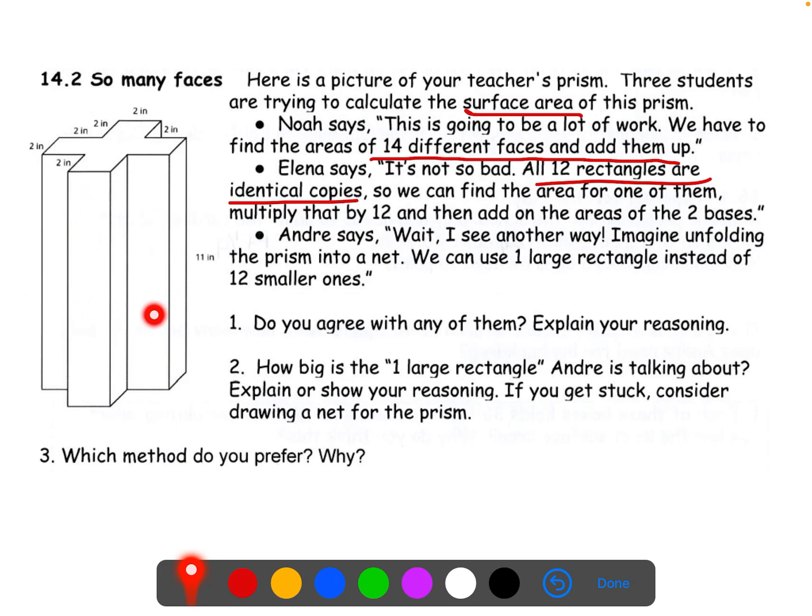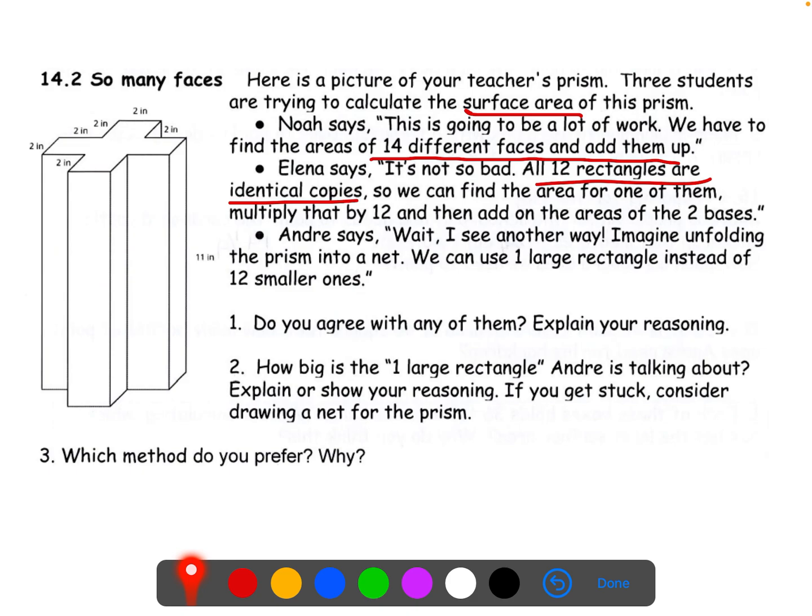But what Noah didn't realize, even though his method would be correct, is he would be finding the area of each of these rectangles, which would actually be the same area because all of them are 11 tall and 2 wide. So the length and the width of each of those rectangles would be 2 by 11 for each of these 12 surfaces. So when Elena said 12 are identical copies, she's talking about the 12 rectangles that surround the faces of the shape. Once we do 2 times 11 one time and find the area of that rectangle, then we just make it 12 times greater to represent the 12 sides. So hers would be great too.